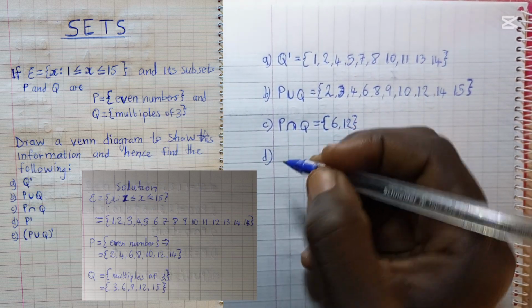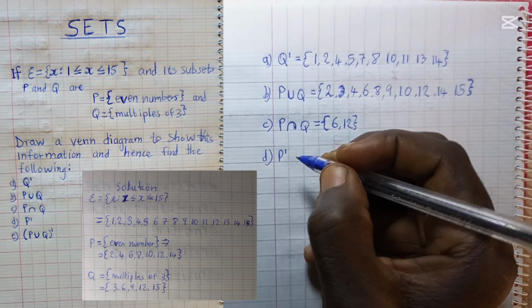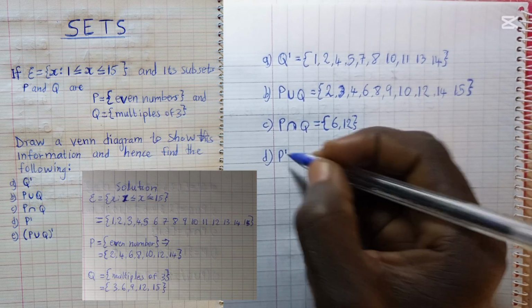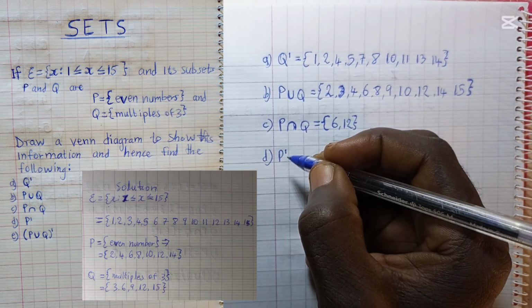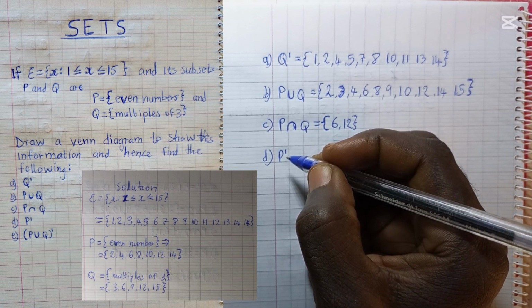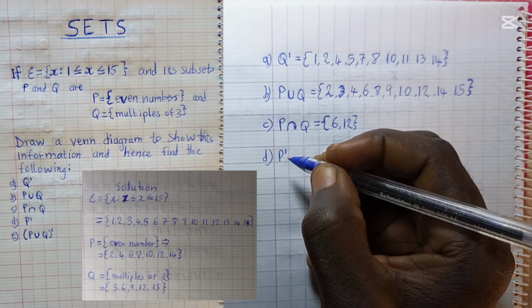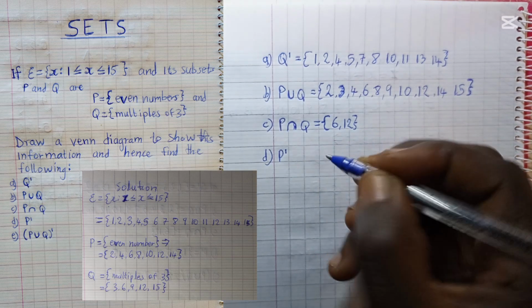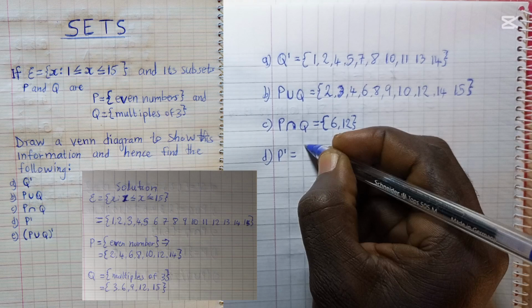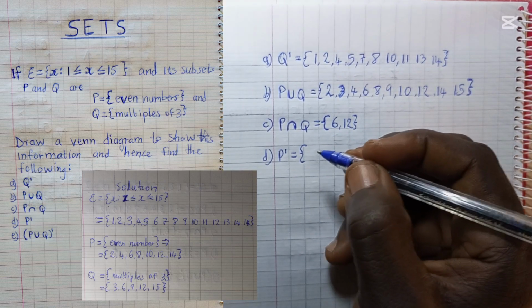And D asks us to find the complement of P. Remember I told you when I was looking for the complement of Q in A, I told you that it is the elements in the universal set that are not in set Q. So in this one, we'll be looking for the elements in the universal set that are not in set P.